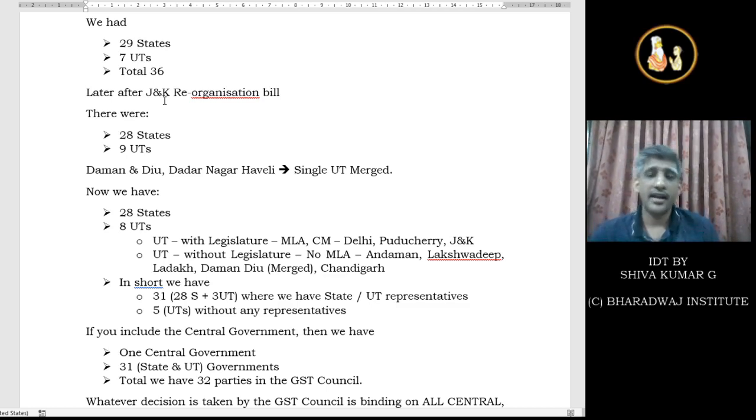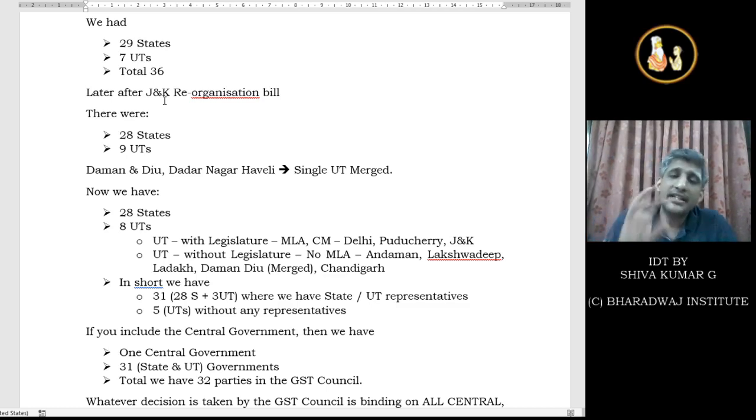States you will all know. Now in union territories there is a distinction. Some union territories, like Puducherry, Delhi and of course now Jammu and Kashmir, have their own chief minister, meaning they have a legislative assembly with which they select their own chief minister. The remaining union territories have no MLA: Andaman and Nicobar Islands, Lakshadweep, Ladakh, Daman and Diu now merged, and Chandigarh. These 5 union territories do not have the concept of an MLA, a chief minister or a legislative assembly. So today we have 3 union territories with legislature and the remaining 5 without.